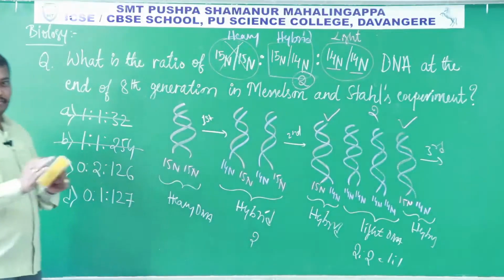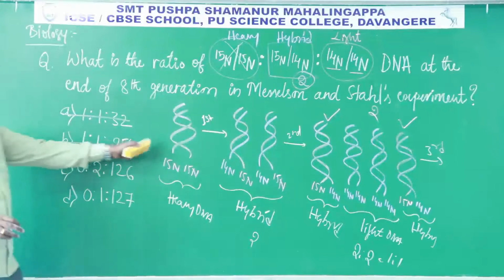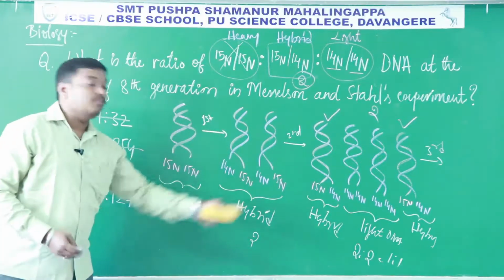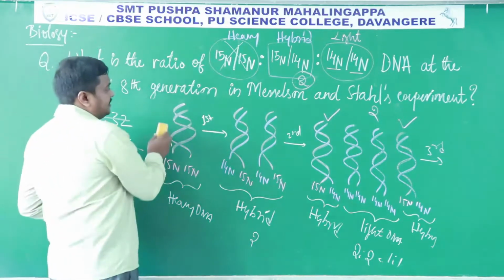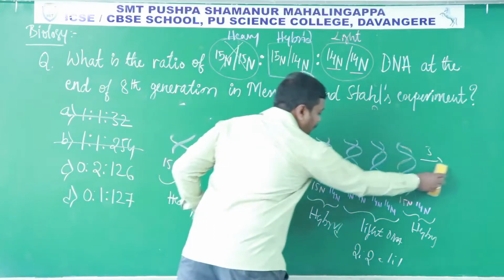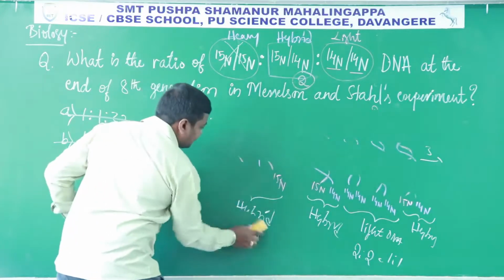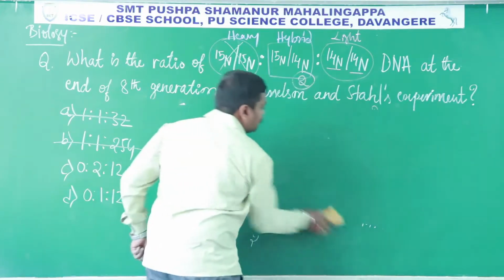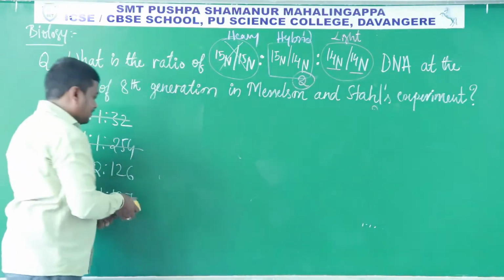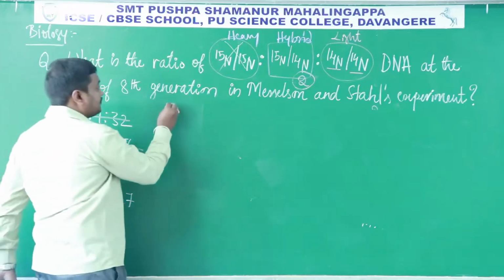So it is very cumbersome. It is not possible to write this pattern up to the 8th generation and calculate how many hybrid and how many light DNA there are. So for this we can use a small trick. Let's see that trick. Remember, the number of 14N light DNA keeps increasing with successive generations. Before that, you should remember one small thing here.